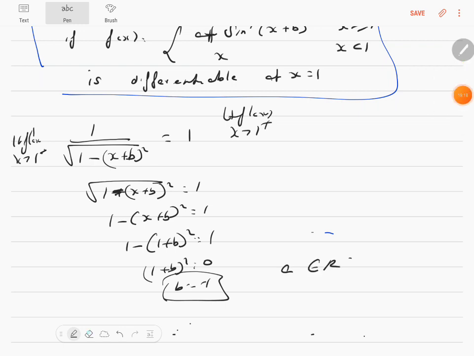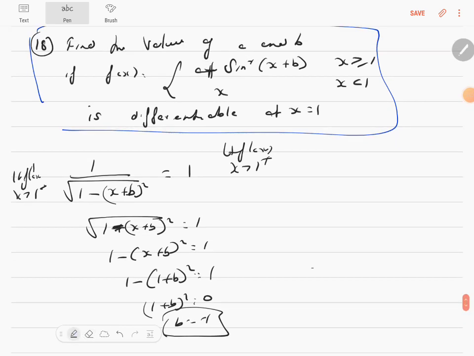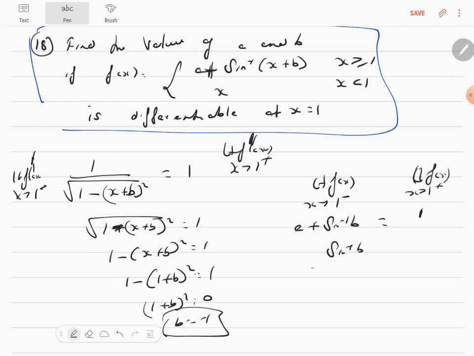Like we did in the previous sum, every differentiable function has to be continuous. We can also check the continuity for the left hand side and right hand side. Let's check the continuity. Let's do limit of f of x as x tends to 1 from the left, and limit of f of x as x tends to 1 from the right. In that case, by direct substitution, it will be a plus sine inverse of b, and the right hand side will be just 1, and both of them can be equated, and sine inverse of b is equal to 1 minus a.